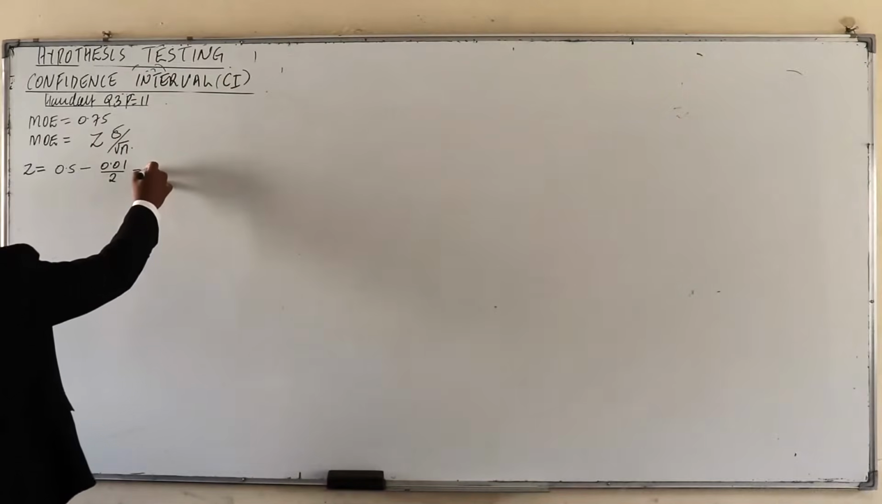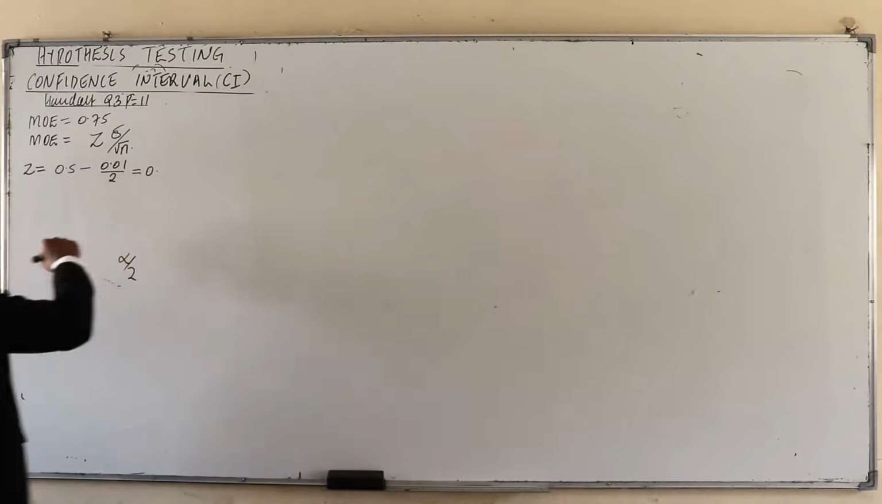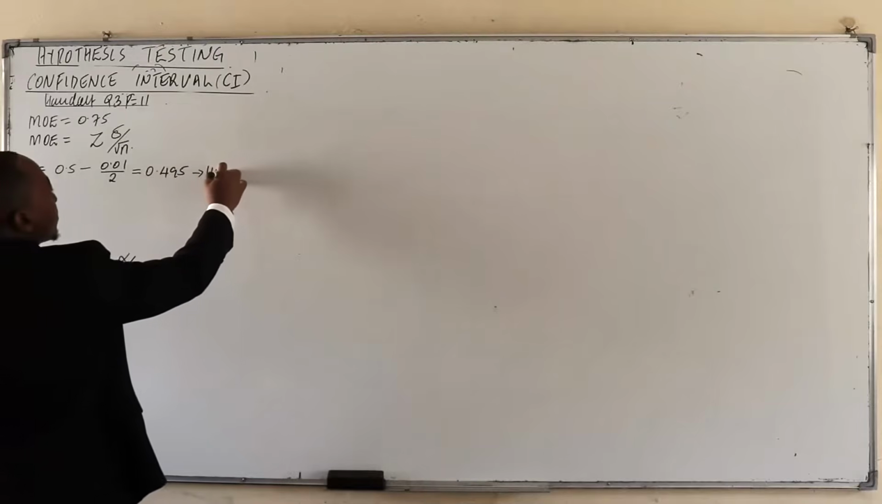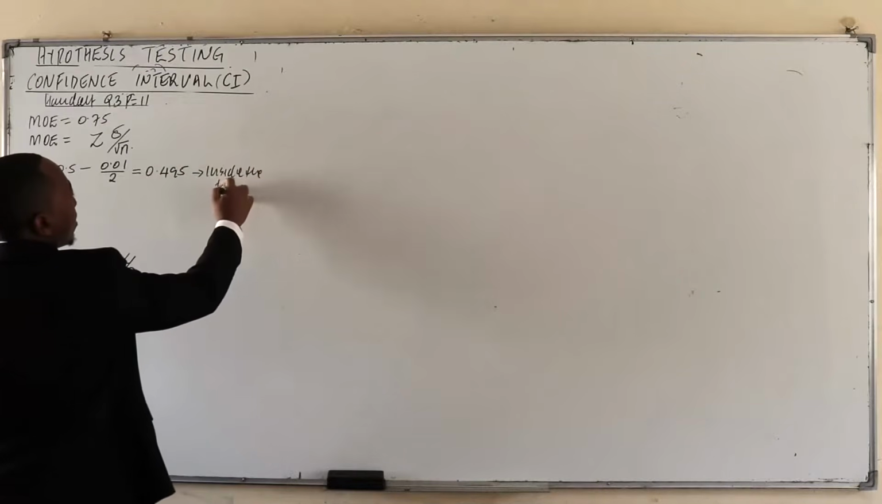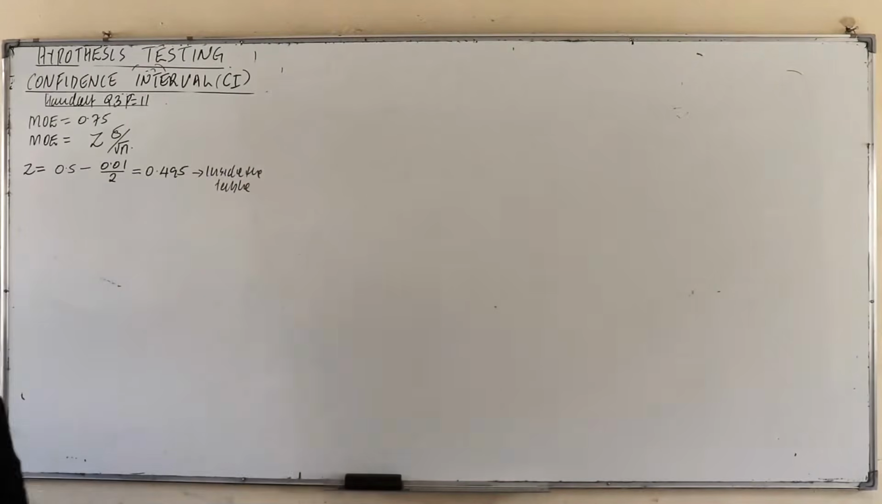0.005. 0.495. Then inside the table, read for me inside the table. Now let's go to the Z table, the Z distribution table. Go inside, you look for 0.49. It's not a must that it should be exact.